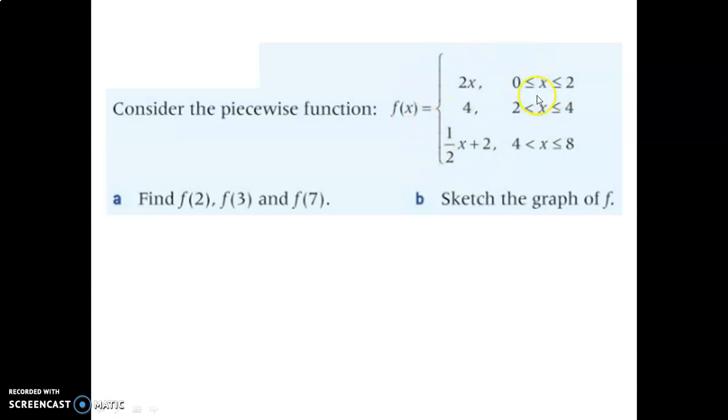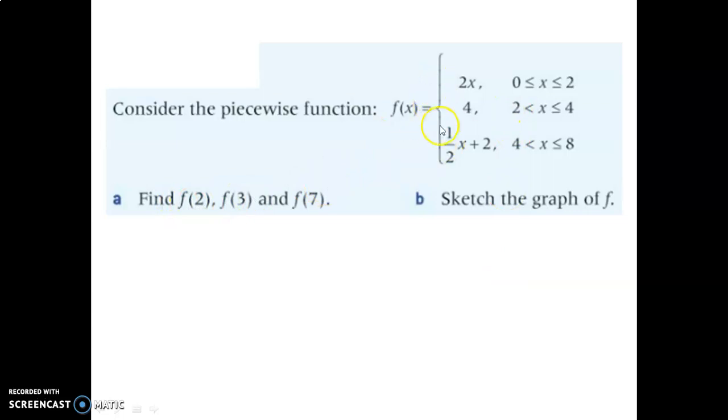This line exists only between x values of 0 and 2. This line exists between x values of 2 and 4. And this one exists between x values of 4 and 8. So if you were to graph that, we're going to see the graph in a minute. You'll see what it looks like. But for now, we're going to find f of 2.